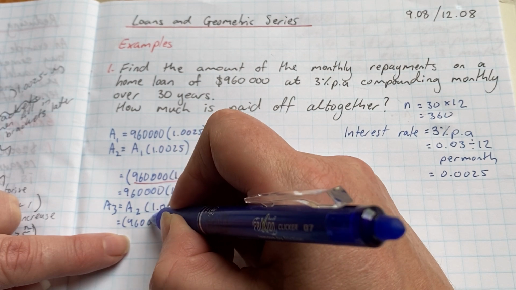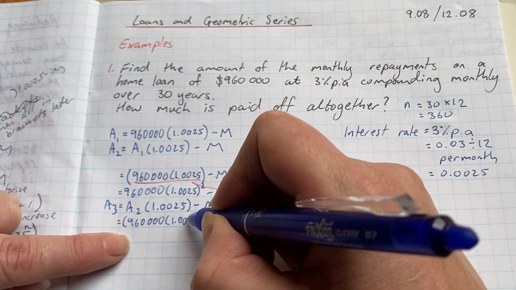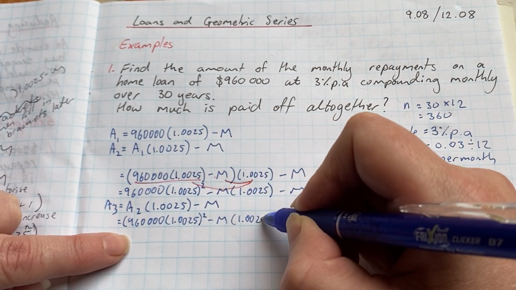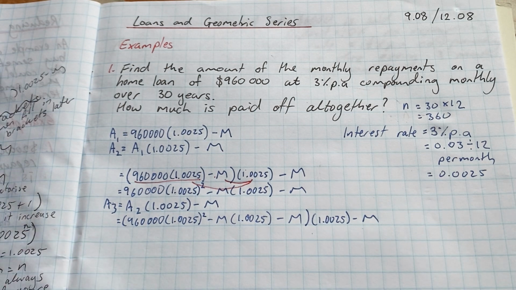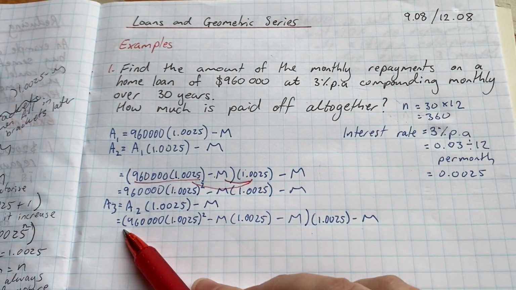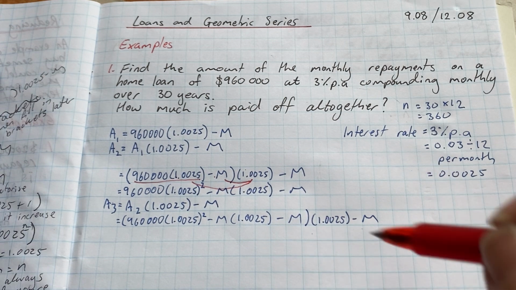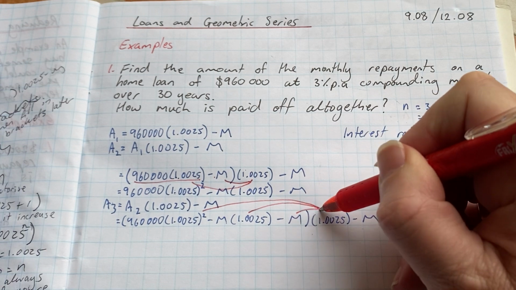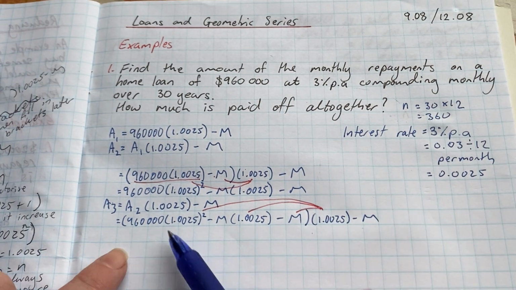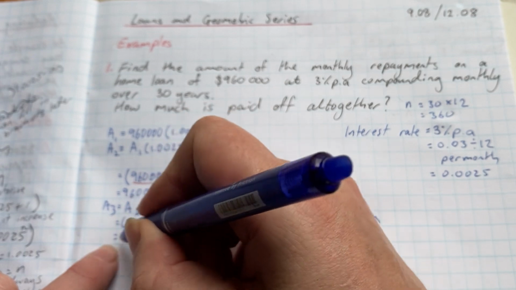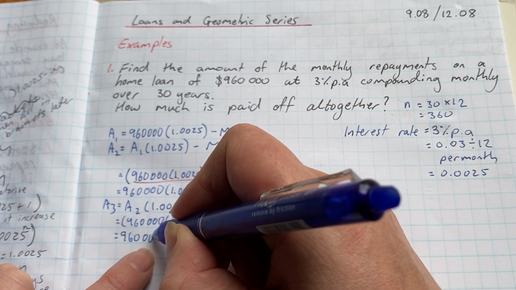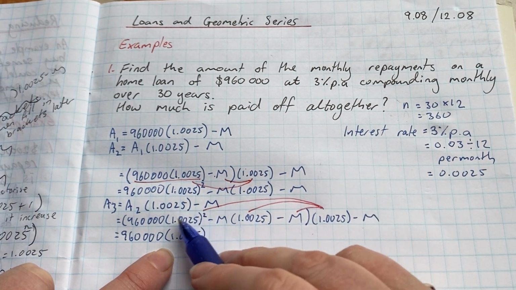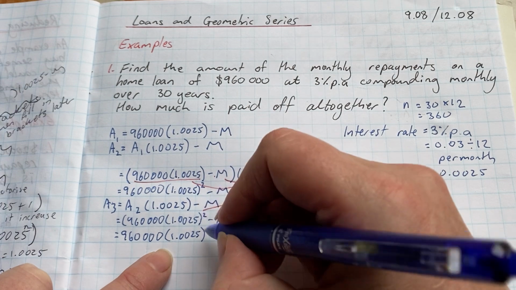So 960,000 times 1.0025 squared, minus M times 1.0025, minus M. Okay, and then we just need to expand this bracket times this thing. So that times that thing, and that thing times that. So 3 multiplications. So this first one is 960,000 times 1.0025. That was squared times another one, so that's now cubed.